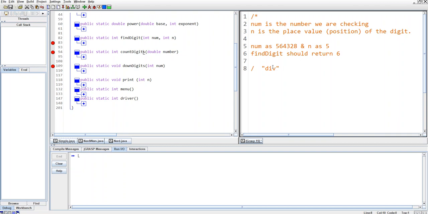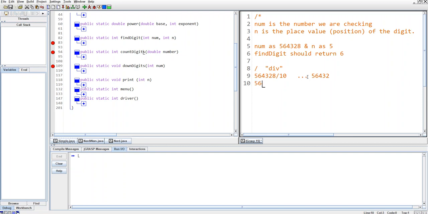So if I want to access that 6 and get rid of these four numbers, think about div by 10, right? If I do 564328 div 10, my result would be 56432. Then I take that answer, 56432, and div by 10 again, and I get 5643. Then you do it again: 5643 div by 10, and my result is 564.